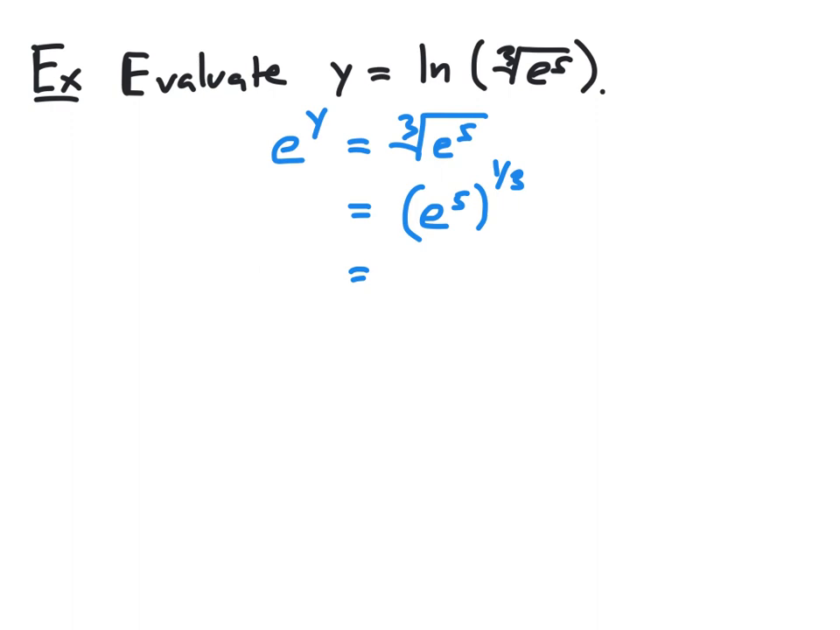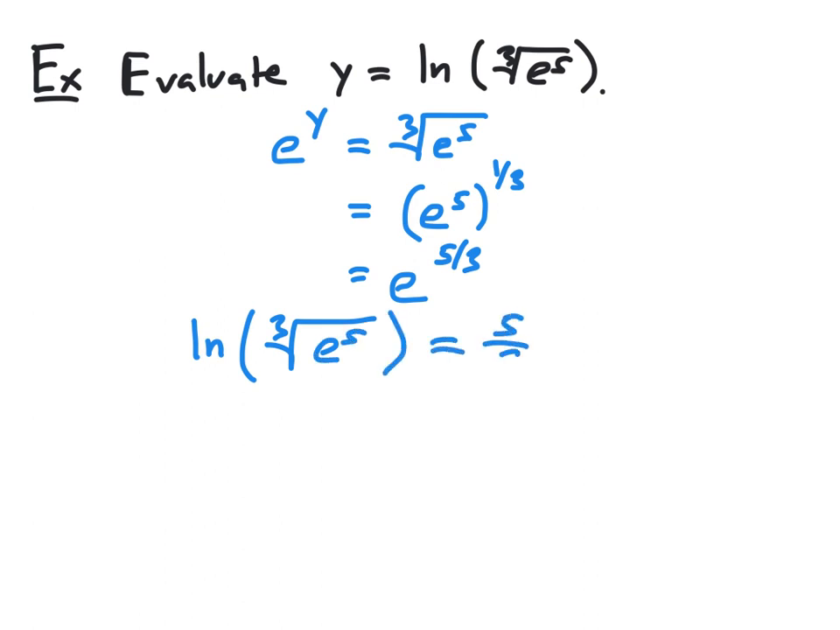Now once we have this, e to the 5th all to the 1/3, we have a power raised to another power, and a property of exponents says we can multiply those exponents together to get the new exponent. And so e to the 5th raised to the 1/3 is the same thing as e raised to the 5 times 1/3, or 5/3 power. And now by comparing what we have here, we see that e to the y is e to the 5/3, and so y has to be 5/3. And so the natural log of the cubed root of e to the 5th is equal to 5/3.